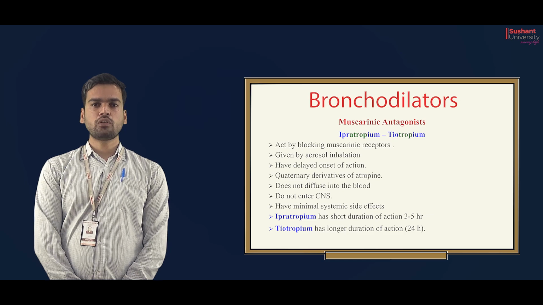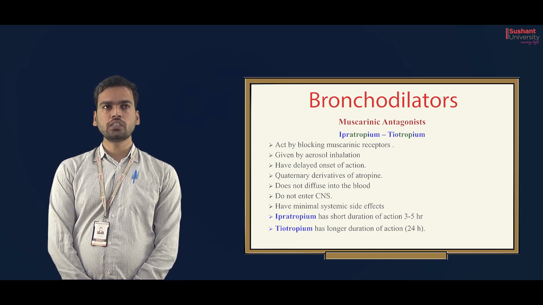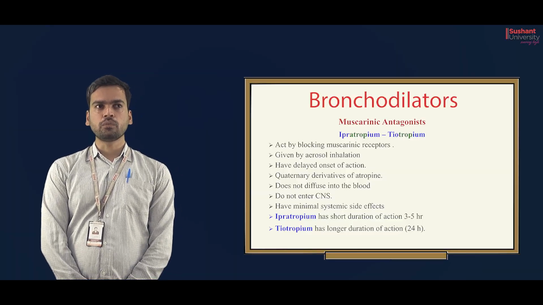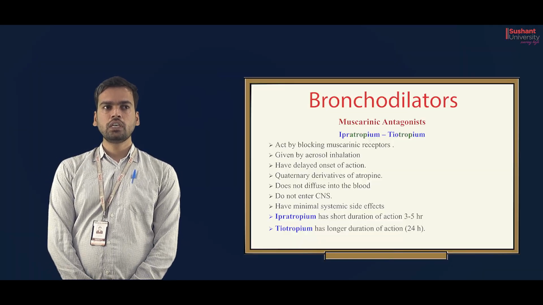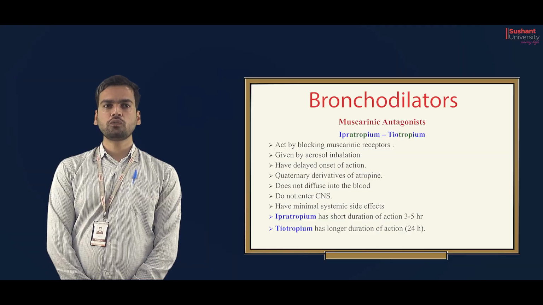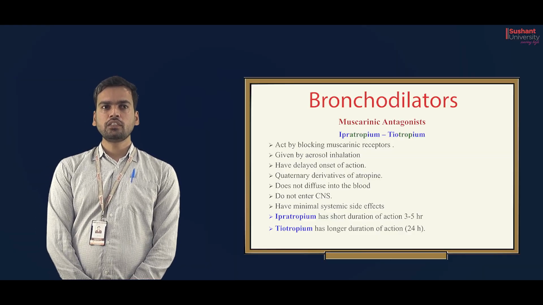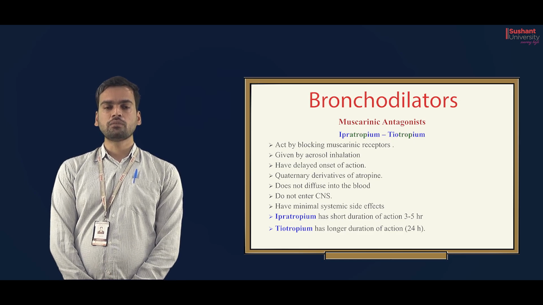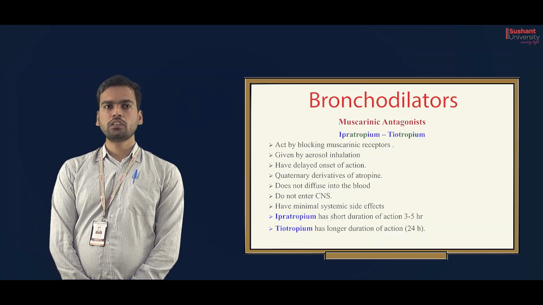Second, when we are talking about the bronchodilators, are the muscarinic antagonists. It basically contains two drugs, ipratropium and tiotropium. They basically act by blocking the muscarinic receptors and are given by the aerosol inhalational route also. They produce systemic side effects also, and ipratropium and tiotropium differ in the durations of action when we are talking about the bronchodilators. Ipratropium has a short duration of action, about 3 to 5 hours, and tiotropium has a long duration of action, about 24 hours also.